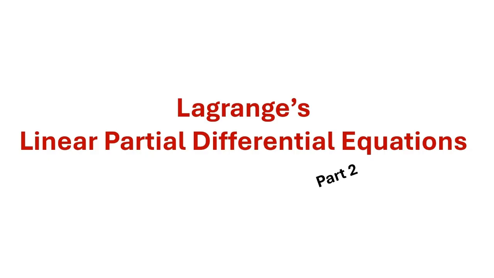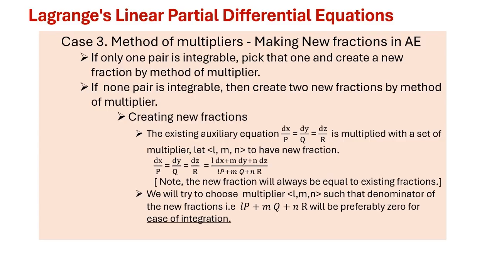Today's session is about Lagrange's linear partial differential equation, part 2. In the previous section, we had discussed two methods of solving the auxiliary equation, given case 1 and case 2. Today we will be discussing case 3, method of multipliers, making new fractions in the AE.